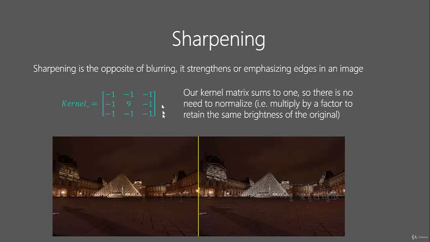So the kernel for sharpening looks quite different here. However, as you can tell, it still sums to 1. And that way we normalize our image. Otherwise, if it didn't normalize to 1, your image would be brighter or darker, respectively.